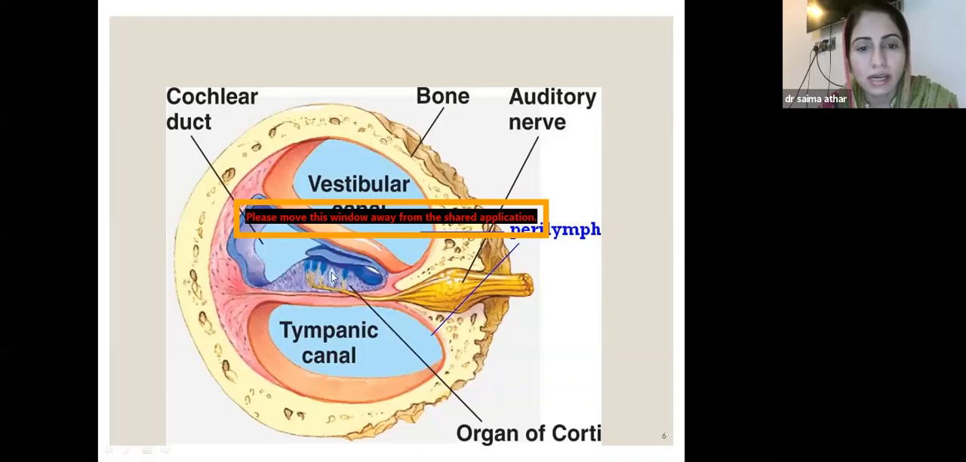or also they are helpful in maintenance of the balance, where they stimulate the crista ampullaris. These are the sensory organs for the balance as well.